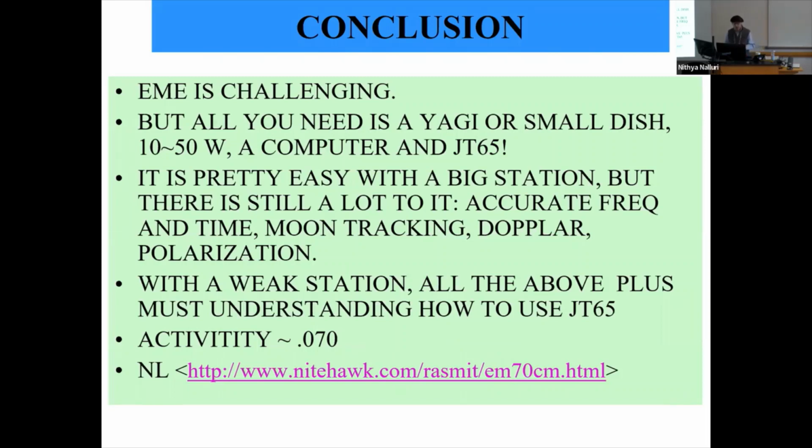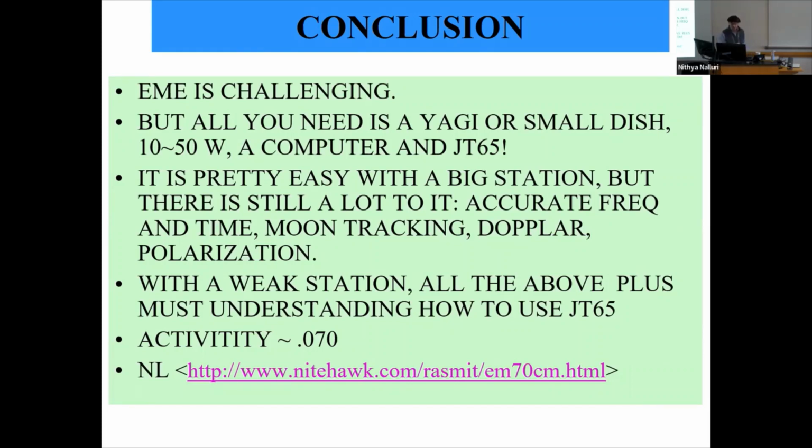So this brings me to the end, and the key points that I wanted to make here: EME is challenging, but all you need is a Yagi or a small dish if you're an amateur radio operator. If you're not a radio amateur, you need to get your license, and then you can do this relatively easily. All you need is your tech license for these frequencies, and you can still be a big gun, as they say. It's pretty easy with big stations, but there's still a lot to it.